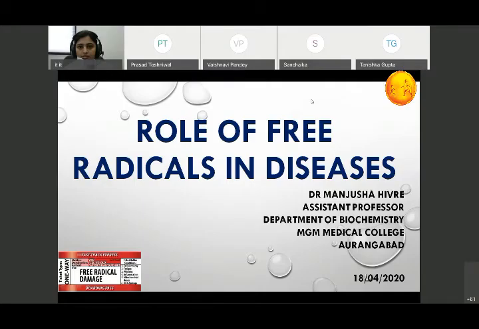Role of free radicals in diseases. Some part we have covered yesterday. We have covered reactive oxygen species, and we have started with the sources and generation of reactive oxygen species. First source we have started with respiratory chain, that we have completed.